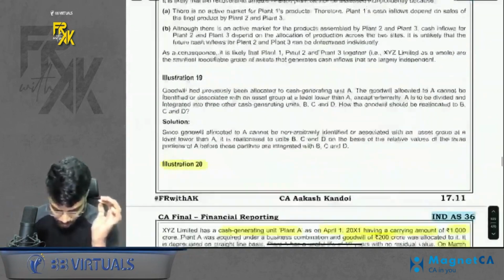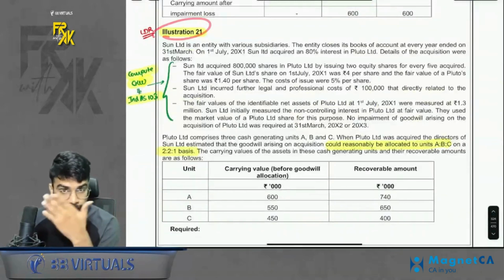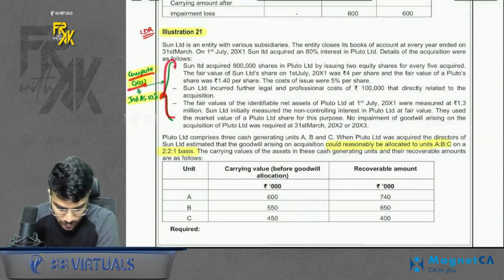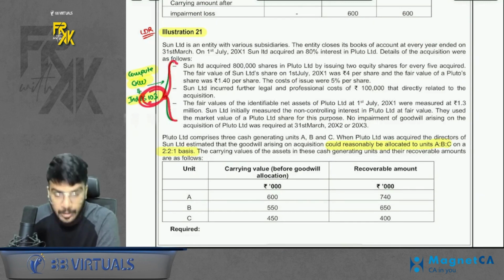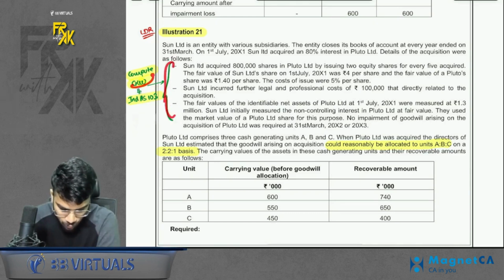Then the next important question here, which I feel is illustration number 21. This also is a good illustration. Here, first of all, some information was given. This information will be used to compute the goodwill. Again, if you don't know IND AS 103, you will not be able to use it, but in case you know it, this information shows how to compute goodwill.